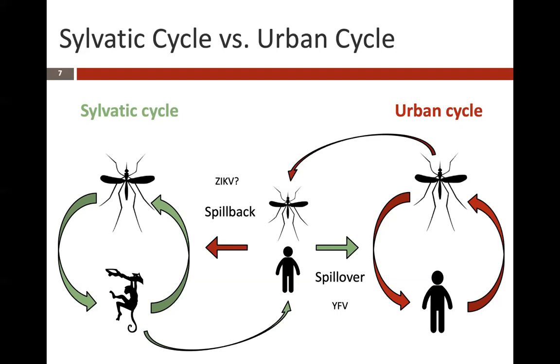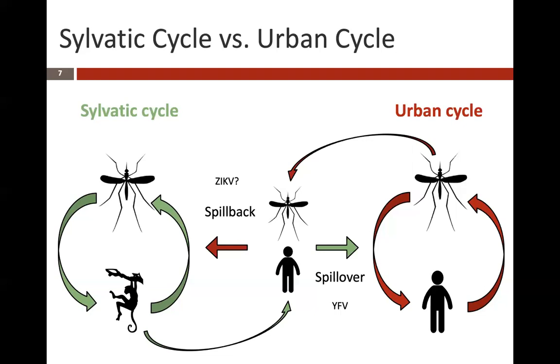When that happens, and it's happened, for instance, with yellow fever virus, we call that a spillover event. Now, the reverse can also happen. For instance, the Zika virus originated in places other than South America, but it was brought to South America where it established in an urban cycle. If an infected person with that virus goes into the forest and gets bit by a mosquito there, and then that mosquito bites a non-human primate or some other kind of animal, there's a possibility that virus suddenly gets established in the Sylvatic cycle. That's a process called spillback.